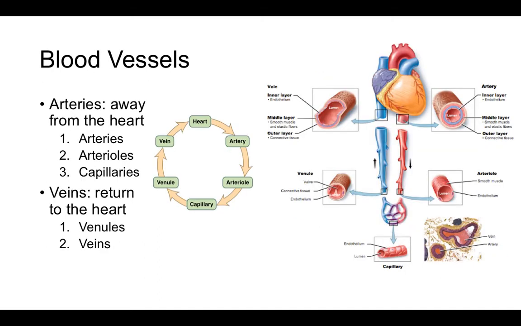So, our blood vessels. We have two major types of blood vessels. We have arteries that take the blood away from the heart. That's how I always remember it: arteries away. They take blood away from the heart.